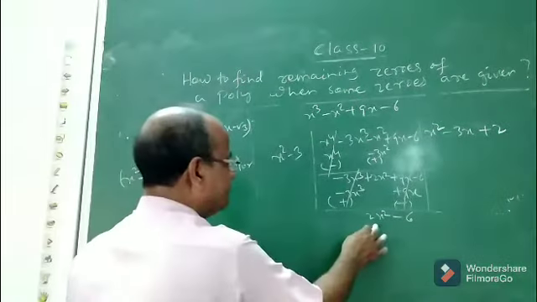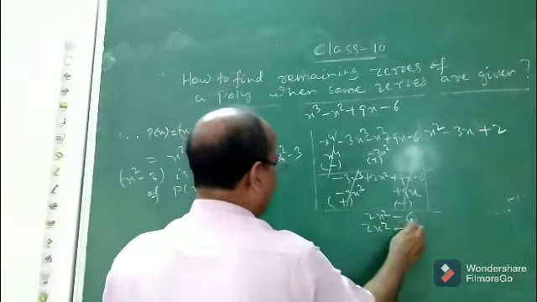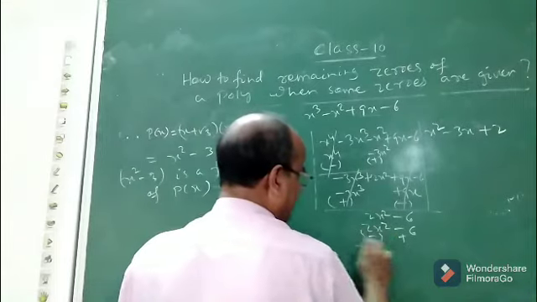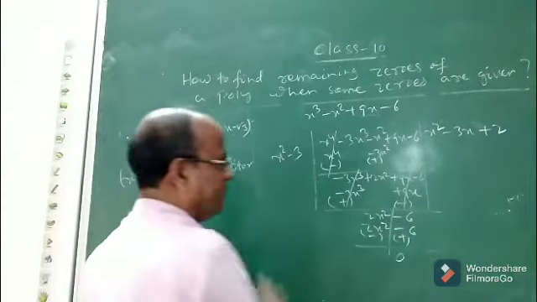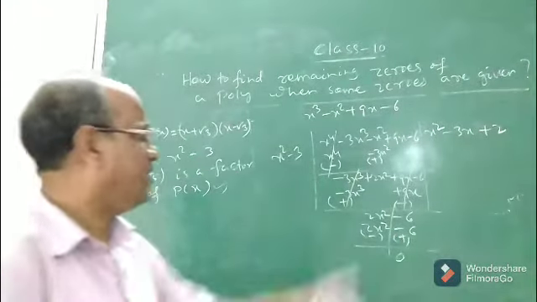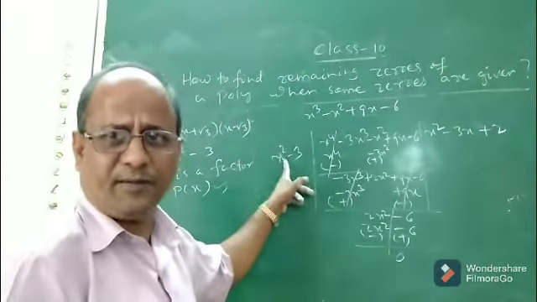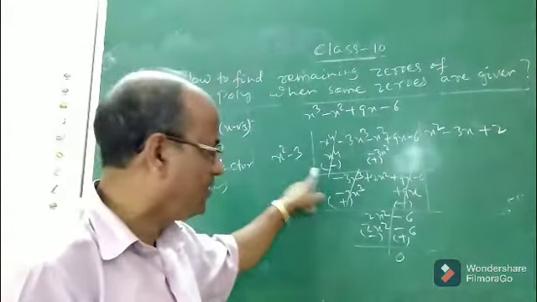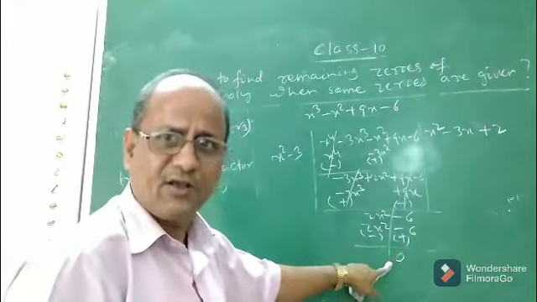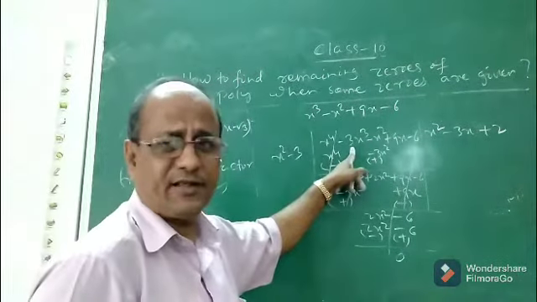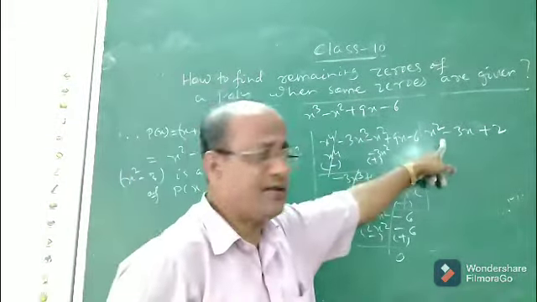So you see, this is 2x square minus 6. Now you change the sign. You see 0. See, we got 0 remainder on dividing p of x by one of the factors, that is x square minus 3. We got 0 remainder, which proves that this is a factor of this given polynomial, and this is a quotient.